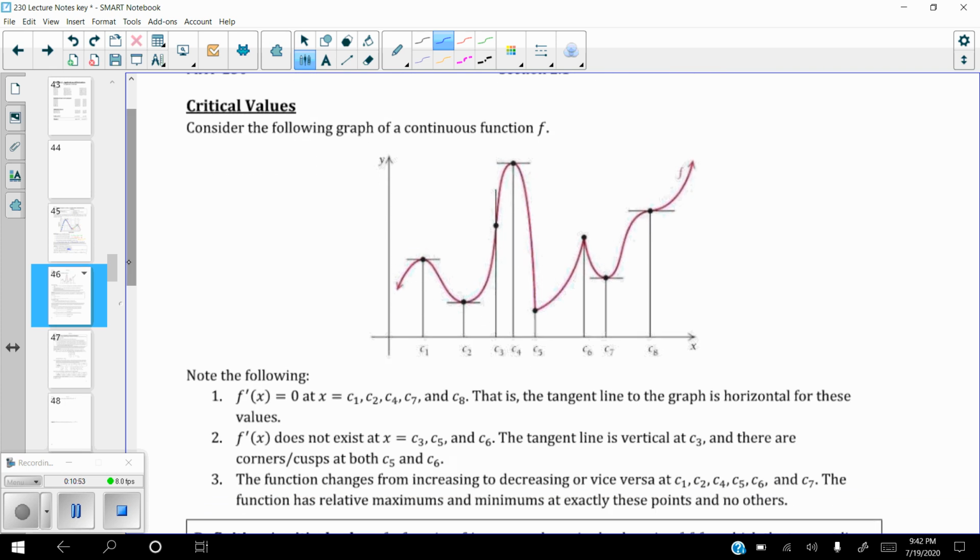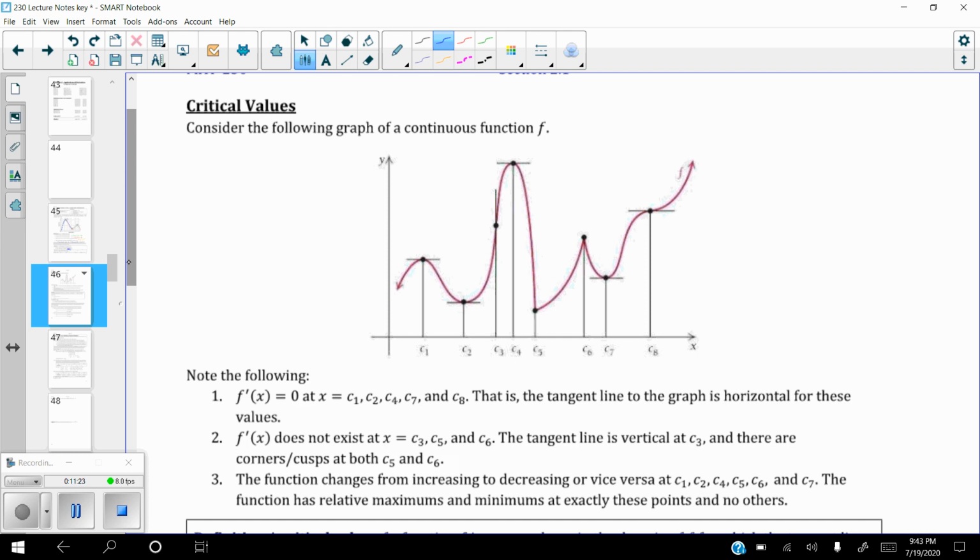All right, so here you have a graph, and we've gone ahead and labeled a bunch of the tangent lines at specific places just to make it easier to see. Looking at the graph, note f prime of x equals 0 at the following places: C1, C2, C4, C7, and C8. That's where you have a horizontal tangent or a derivative of 0. F prime does not exist at C3, C5, and C6.